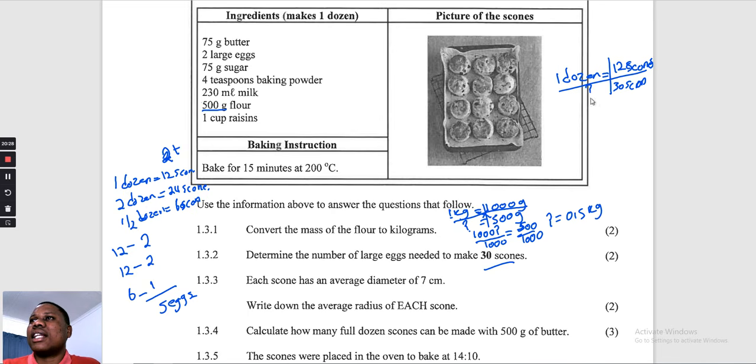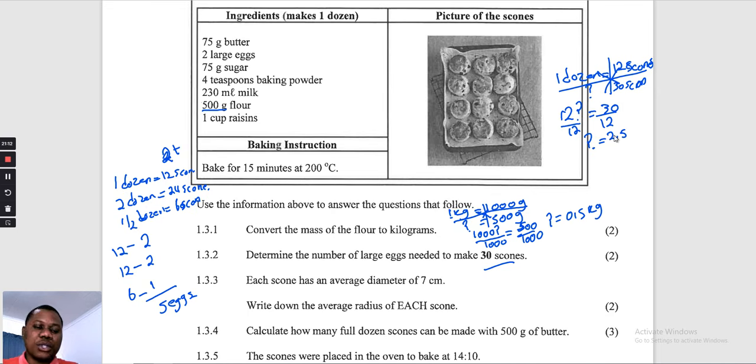Then we don't know how many dozens there are. Then we multiply, and remember, 1 dozen is made by 2 eggs. So we're going to have question mark multiplied by 12. That is 12 question mark, which is equal to 1 multiplied by 30, that is 30. Then we divide both sides by 12, and we end up with 30 divided by 12. That gives us 2,5, so our unknown value is 2,5.